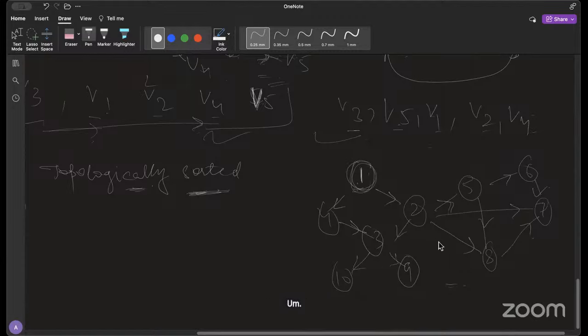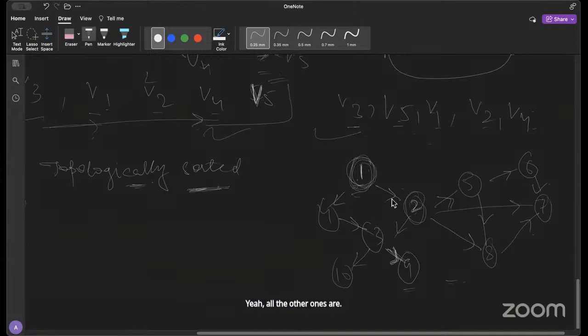Ma'am, can we start with 9 also? No, 9 you can't start with. 9 is at the end and there is an incoming arrow. You can also start with 2 in this case because 2 has no incoming arrows. Ma'am, 2 has an incoming arrow from 1. Two has one incoming arrow, yeah, okay. I thought it's this way, I have to start only from 1 because 1 is the only vertex which has no incoming arrows. All the other ones are dependent on something else. So we'll start with 1.